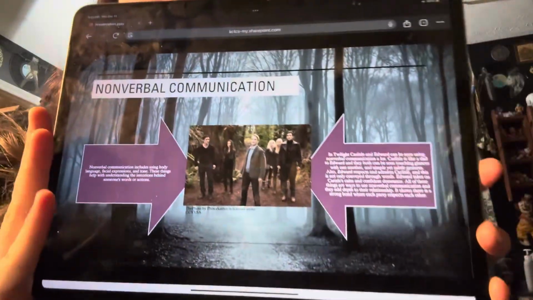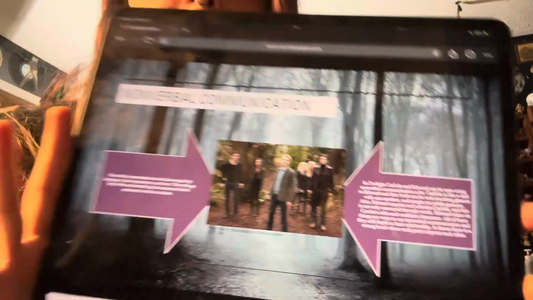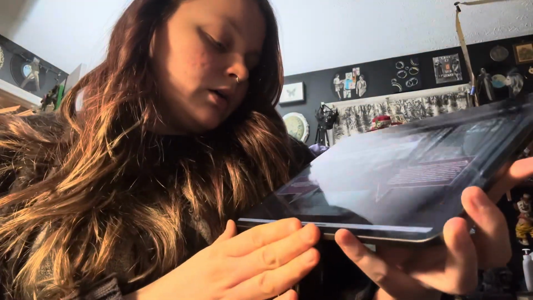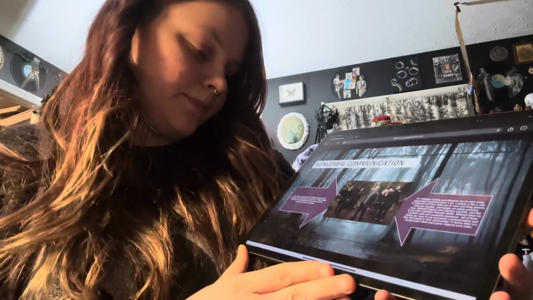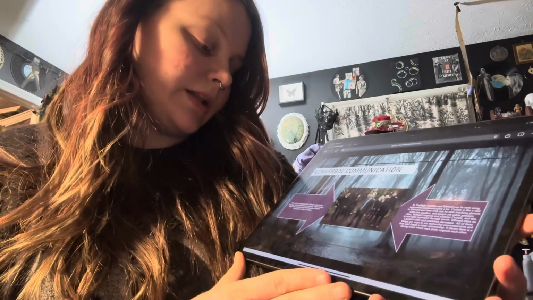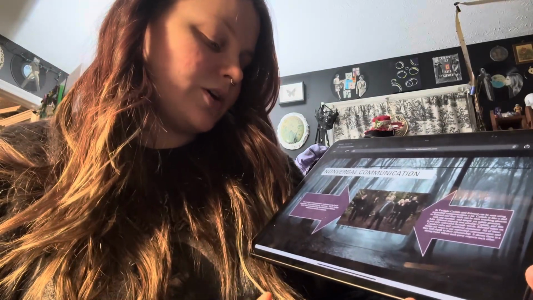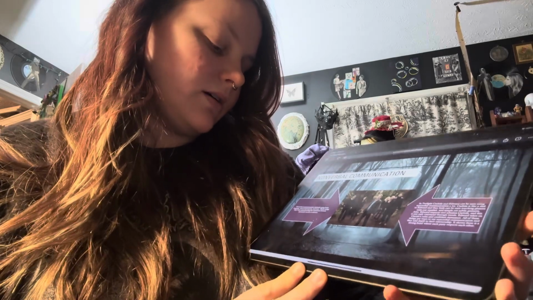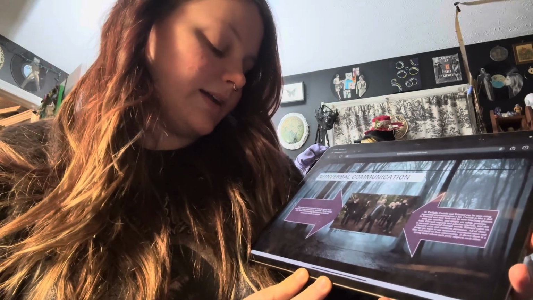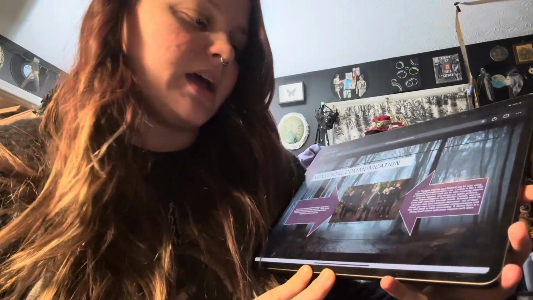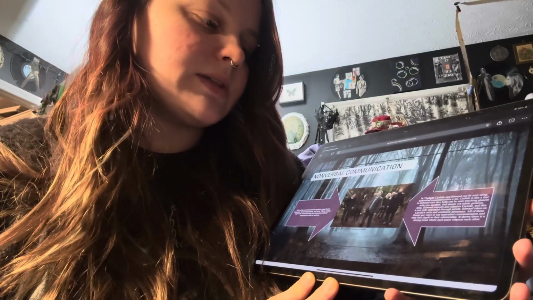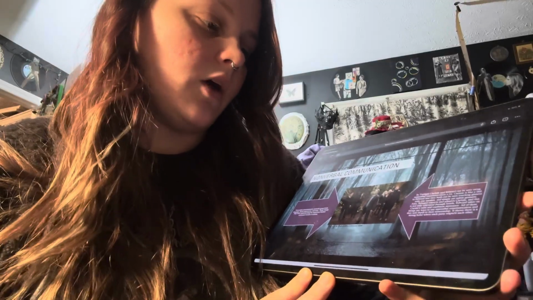Nonverbal communication. Nonverbal communication includes using body language, facial expressions, and tone. These things help with understanding the intentions behind someone's words or actions. In Twilight, Carlisle and Edward can be seen using nonverbal communication a lot.